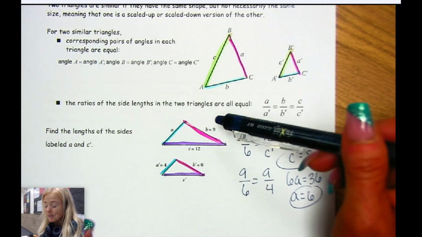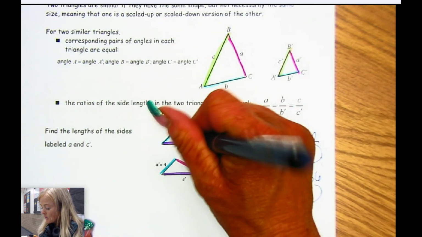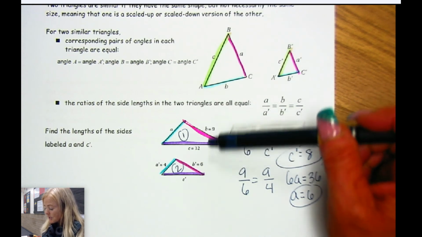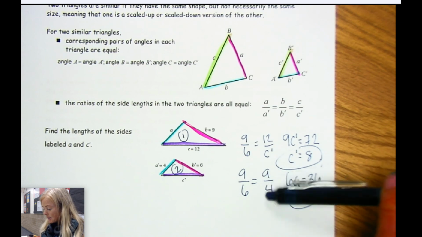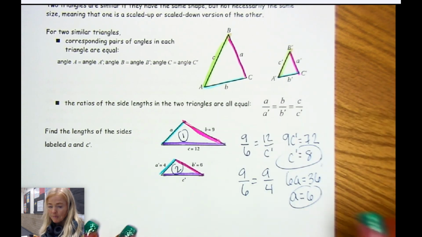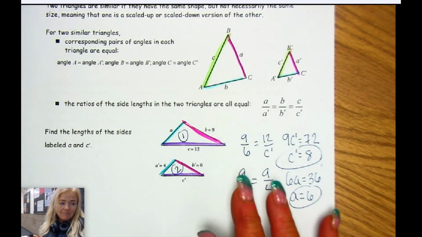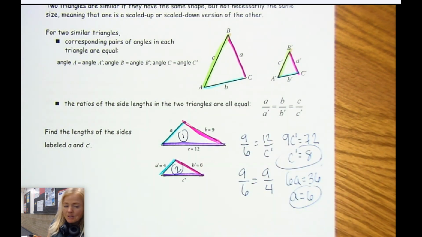Make sure you start with the same triangle each time. I started big and went to small. Sometimes I'll even do a 1 and a 2 to remind myself. I went 9 to 6, first triangle to second triangle, is equal to A to 4. Or 9 to 6, big to small, is equal to 12 to C prime. And that helps a lot when you set them up. If you don't set them up correctly, you don't get the right answer, so make sure that you set them up. It's good to color code. It's good to label the triangles 1 and 2. And you should be good to go.